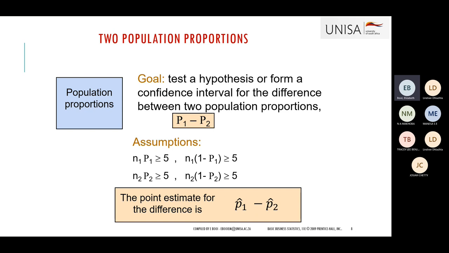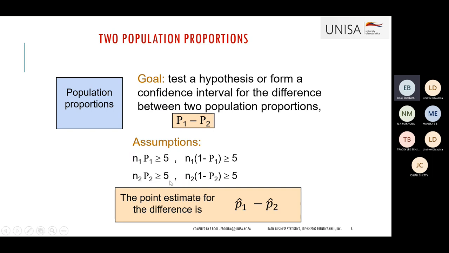Your assumptions will state that sample 1 times the sample proportion should be greater than or equal to 5, or sample 2 times the proportion 2 should also be greater than or equal to 5, and likewise the inverse of both: your sample size times 1 minus your proportion should be greater than or equal to 5.